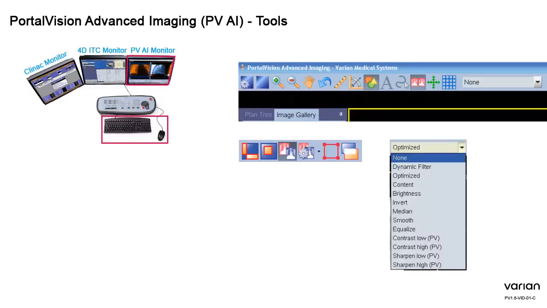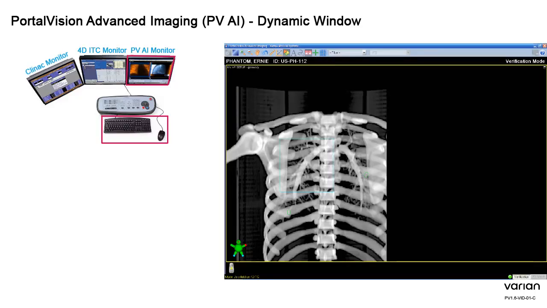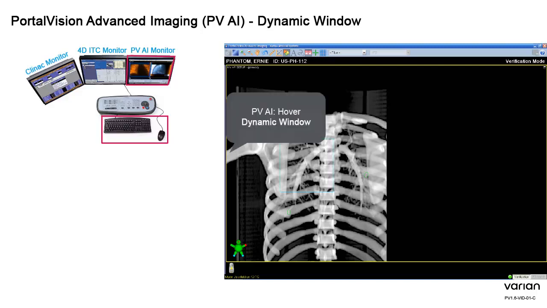Now that we have reviewed the imaging workflows and image recovery, we will demonstrate some of the additional tools available within PVAI. On the PVAI is a dynamic window. This pop-up window appears when the mouse cursor is moved to the far left of the PVAI monitor. The dynamic window will not activate immediately. The length of time the mouse needs to hover on the border is a setting in the Portal Vision administration. For this setting, click on the dynamic window to see the plan tree and image gallery tabs in the dynamic window.